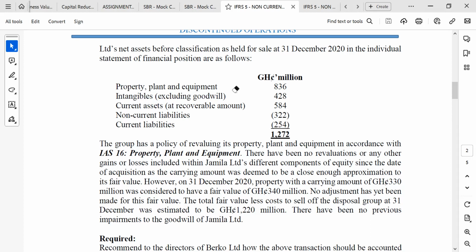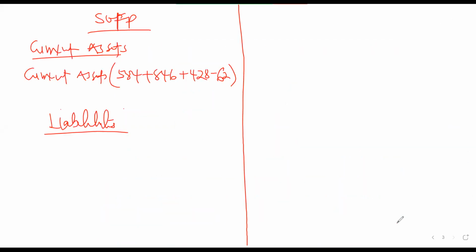The standard says that after 1 year, if the sale is not finalized, then the asset should be reclassified. But there is also a situation where after a year the asset is not sold, but will still be classified as held for sale. Let's look at the situation where after 1 year the entity will still be allowed to classify the asset as held for sale.